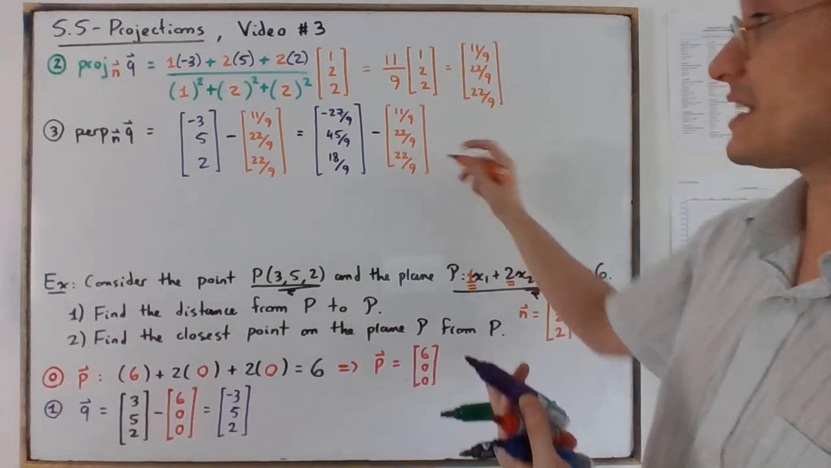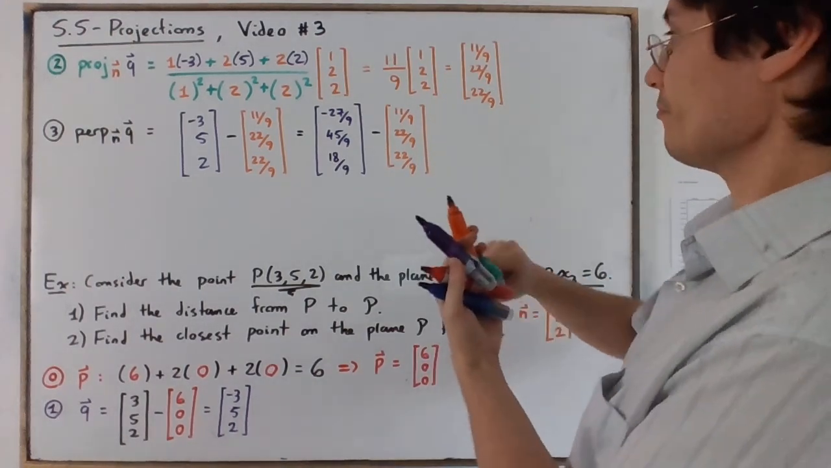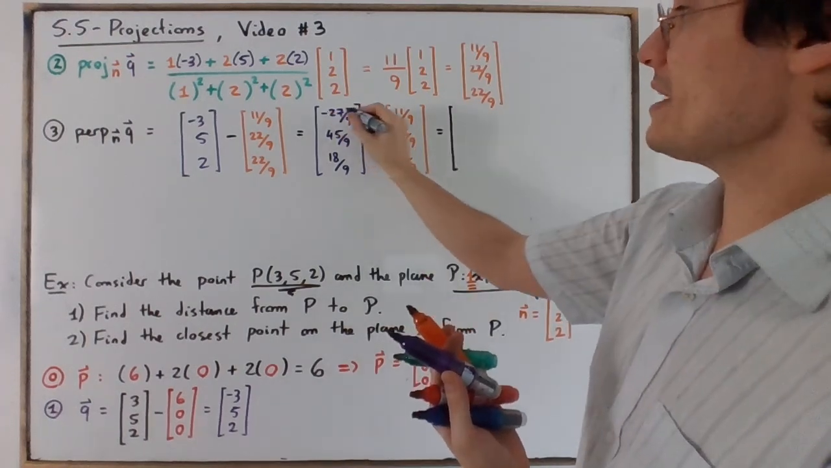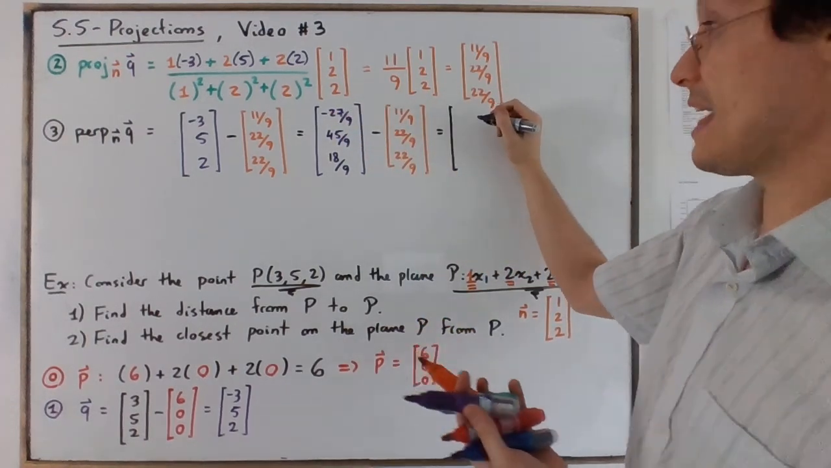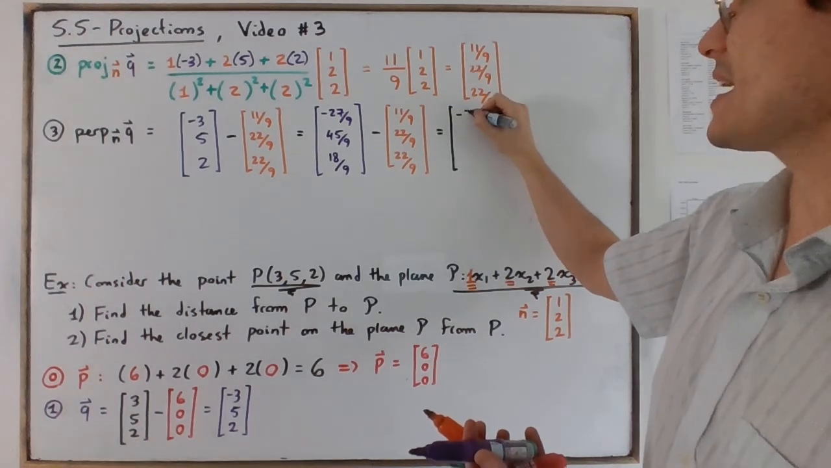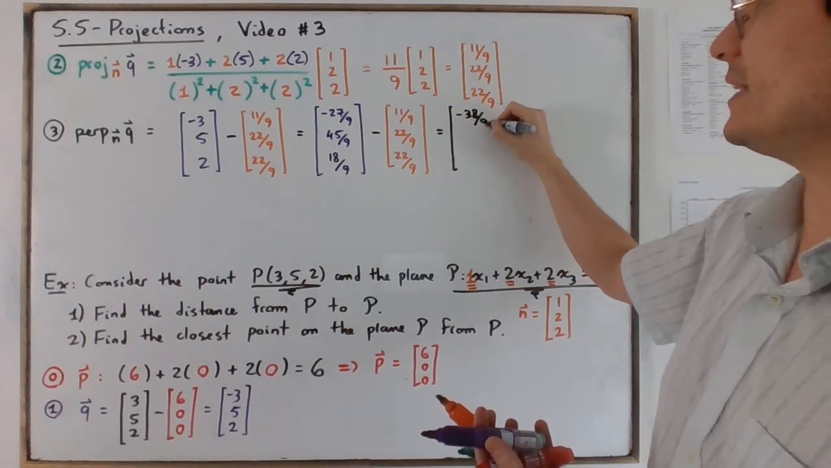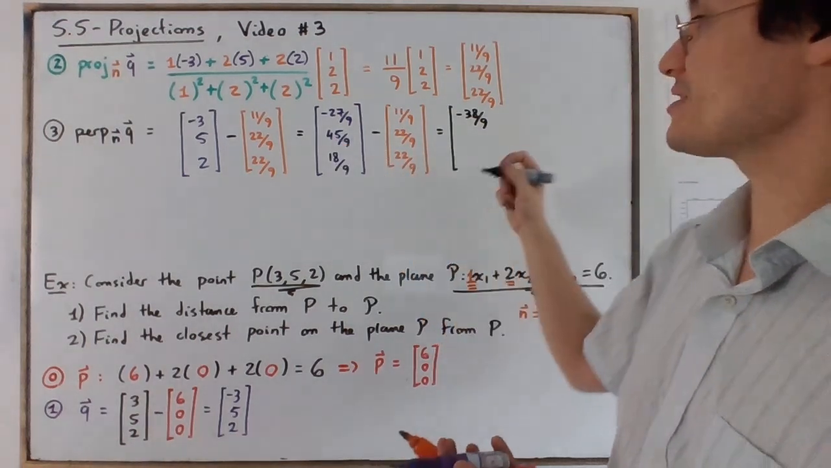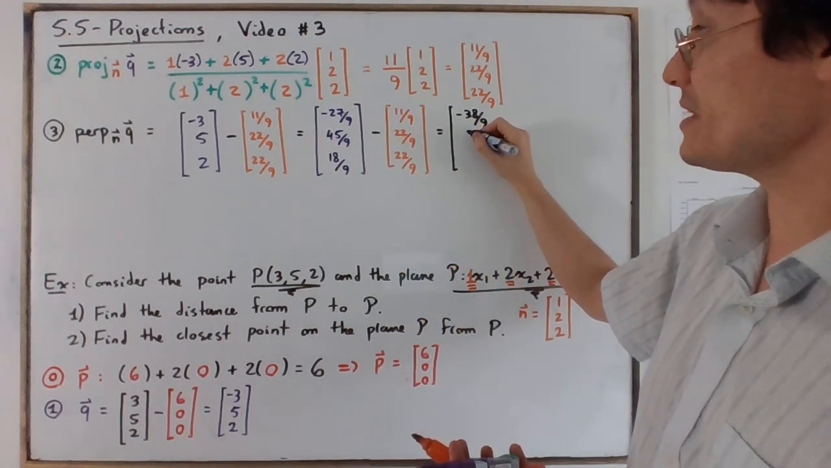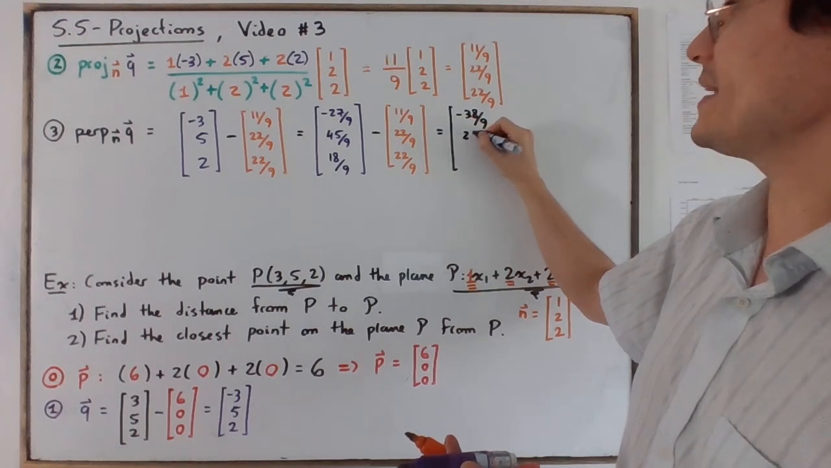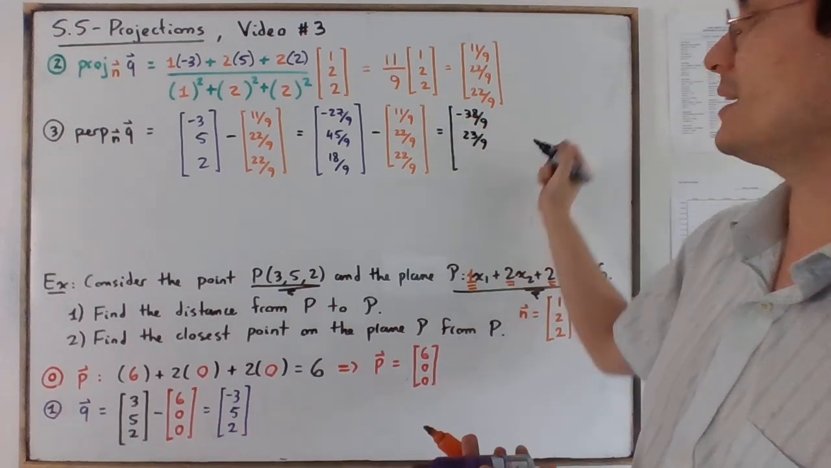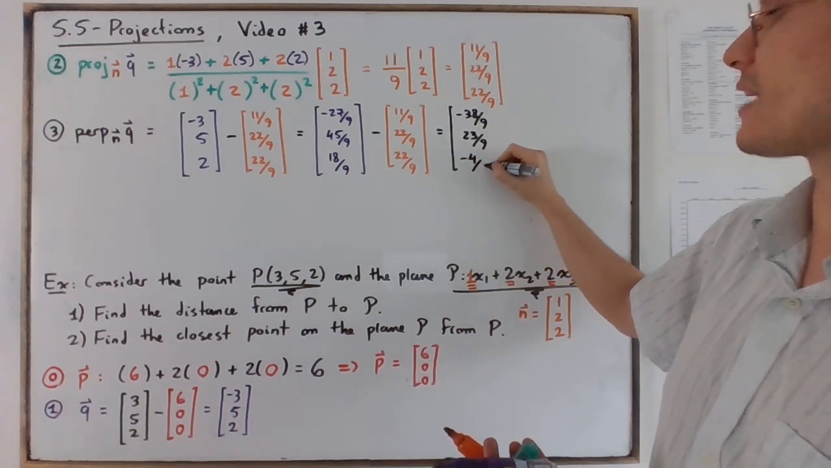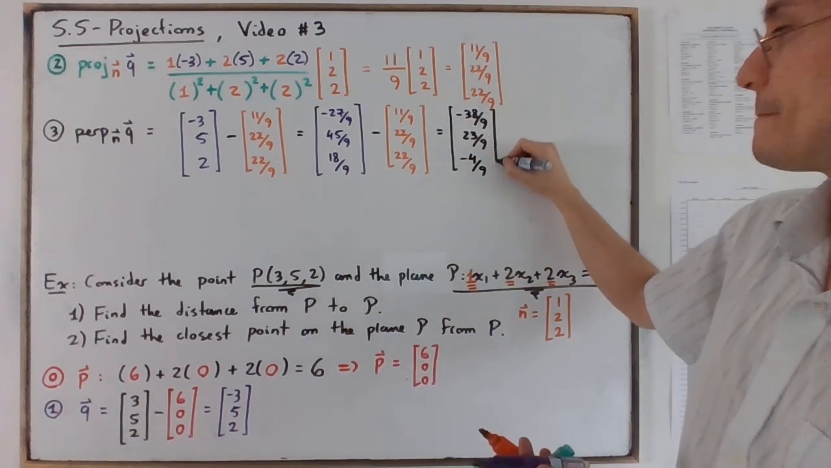Now, what do we get out of this? Negative 27 minus 11 gives us negative 38 over 9. We're not very lucky, this is not reducible. 45 minus 22 will give us, I believe, 23 over 9. And finally, this one, we're going to get negative 4 over 9. So this is the perp.